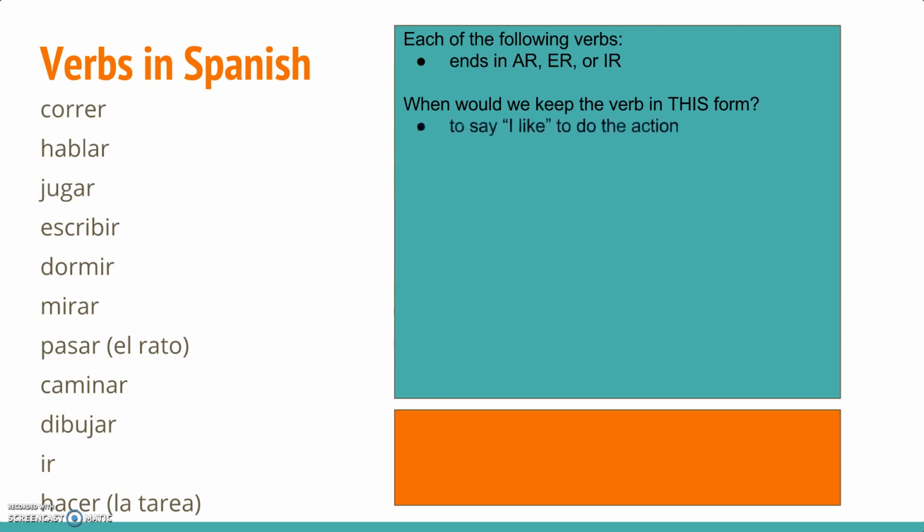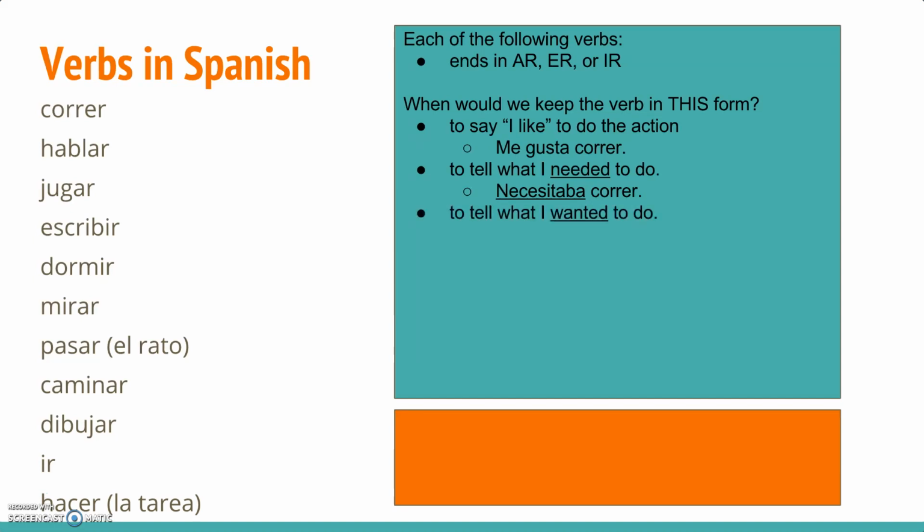For instance, if you're going to say, I like to do the action, I like to run, me gusta correr. If you were going to tell what I needed to do, you could say, necesitaba correr, I needed to run. If you're going to tell what I wanted to do, quería correr, I wanted to run. To tell what I had to do, tenía que correr.